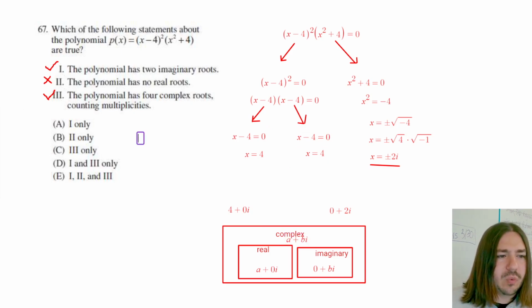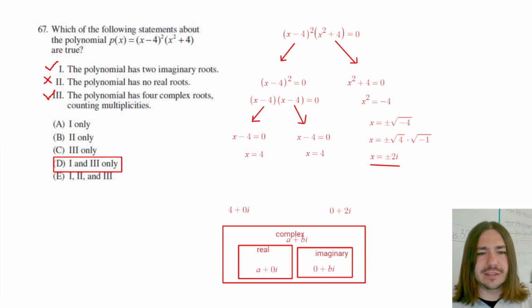So our answer choices are 1 and 3 here, and so our answer is going to be D. And that's it for number 67.